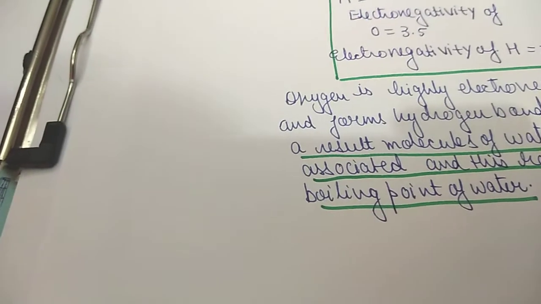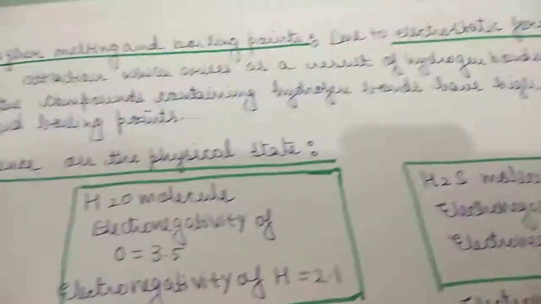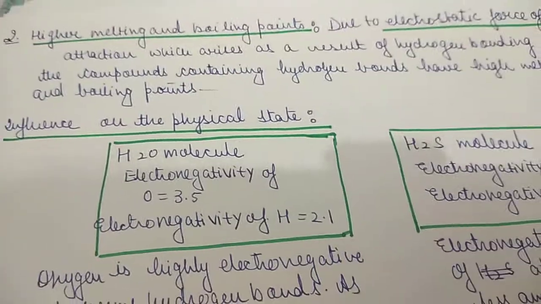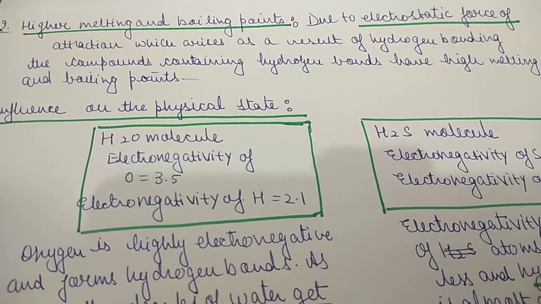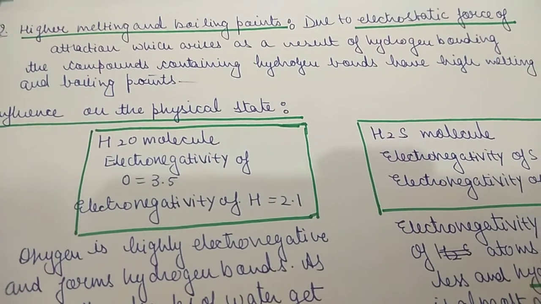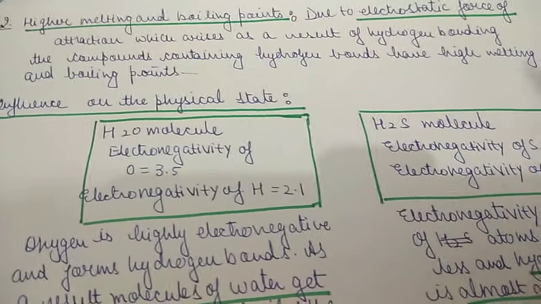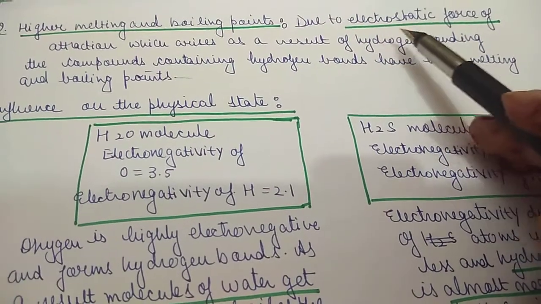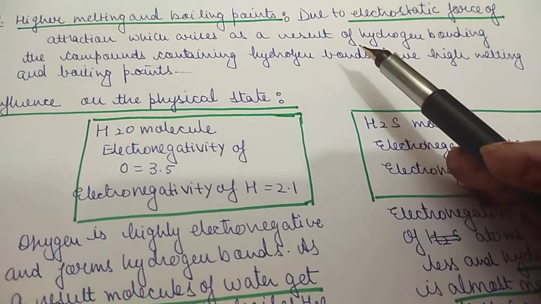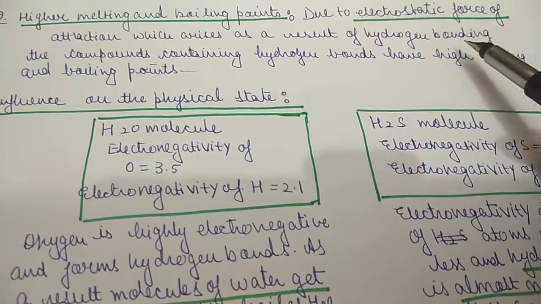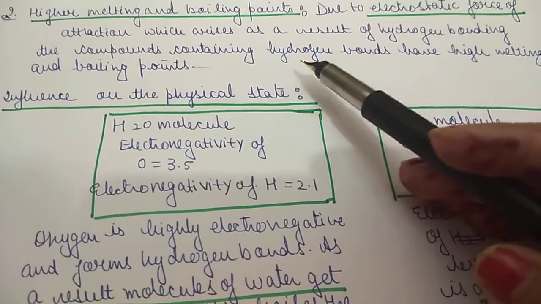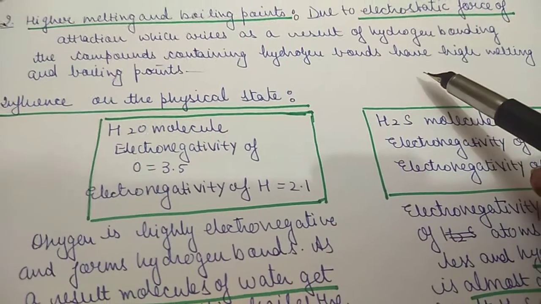Then we have next very important जो feature है, that is which arises due to hydrogen bonding is higher melting and boiling points. What happens? जिन भी compounds में आपके, all those compounds which show hydrogen bonding, they have higher melting and boiling points. And why is it so? It is due to electrostatic force of attraction which arises as a result of hydrogen bonding. Electrostatic force of attraction जो arise होती है hydrogen bonding की वजह से, the compounds containing hydrogen bonds have high melting and boiling point.